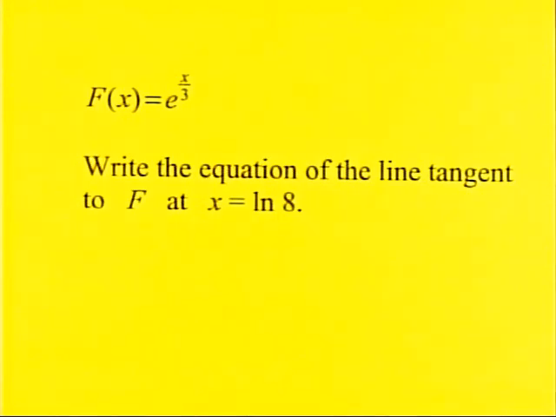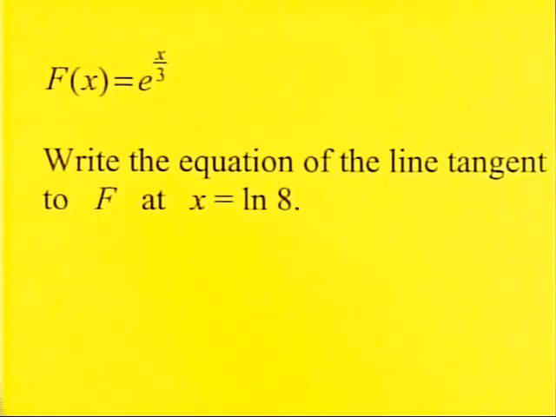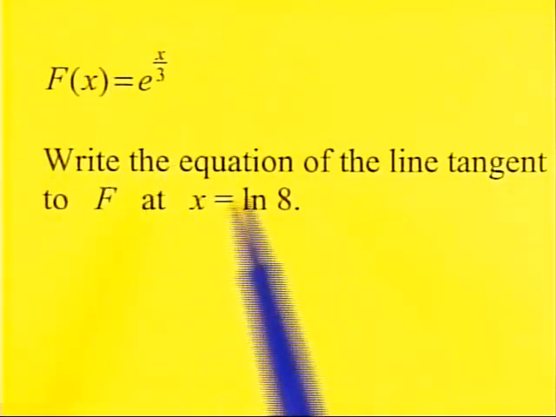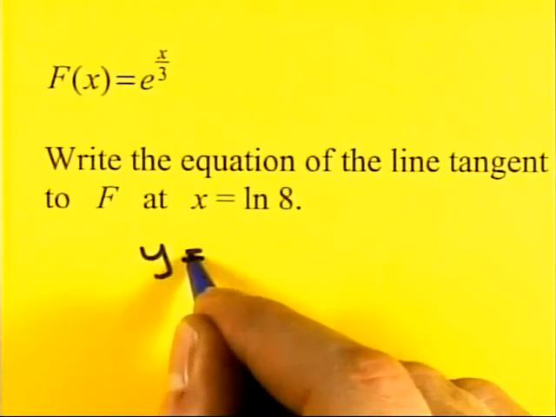It's hard to read. Can you get closer? Mr. Fleischer? Okay. Can you read that okay? It says f of x is equal to e to the x over 3. Write the equation of the line tangent to f at x equals natural log of 8. Okay, so y minus... Will you write that part right now? Yes, ma'am. I will.